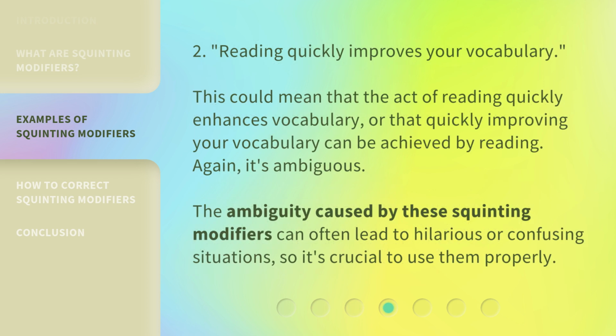2. Reading quickly improves your vocabulary. This could mean that the act of reading quickly enhances vocabulary, or that quickly improving your vocabulary can be achieved by reading. Again, it's ambiguous. The ambiguity caused by these squinting modifiers can often lead to hilarious or confusing situations, so it's crucial to use them properly.